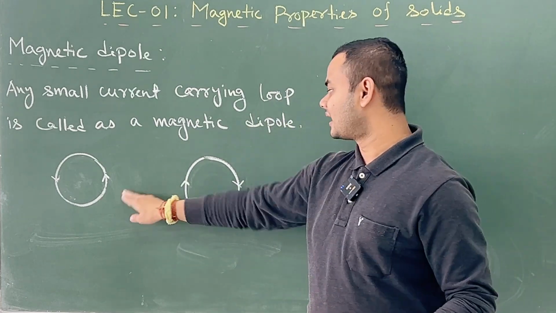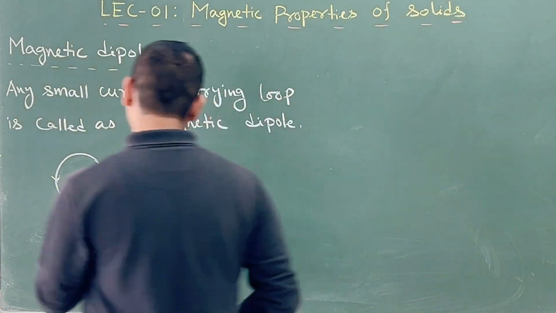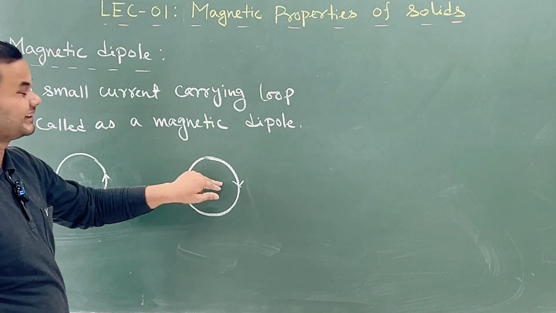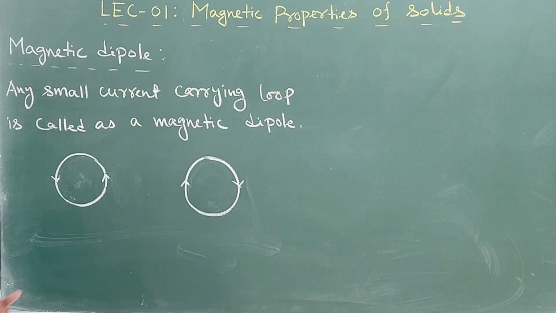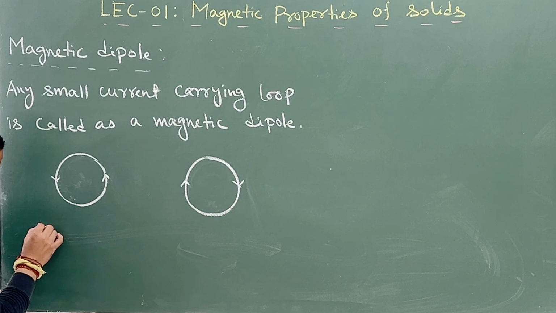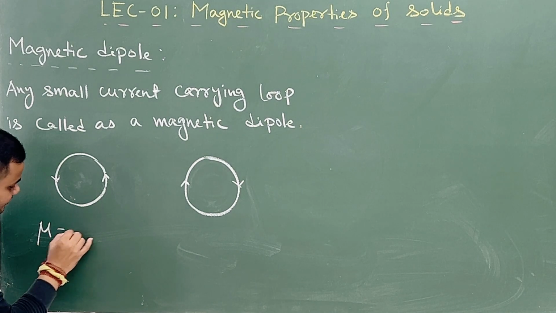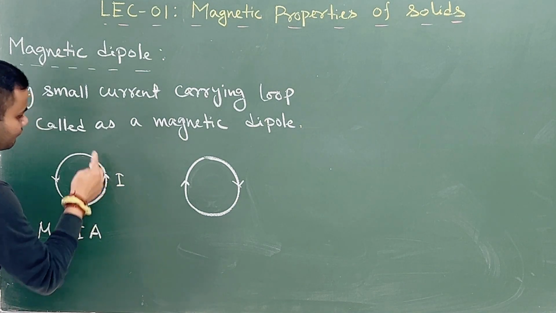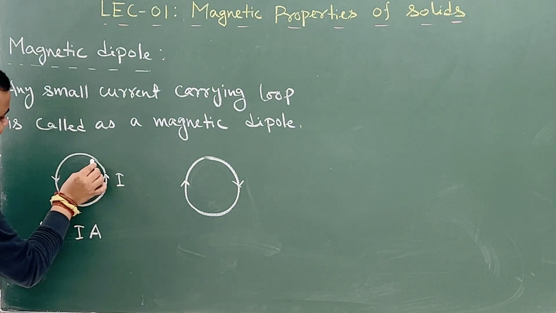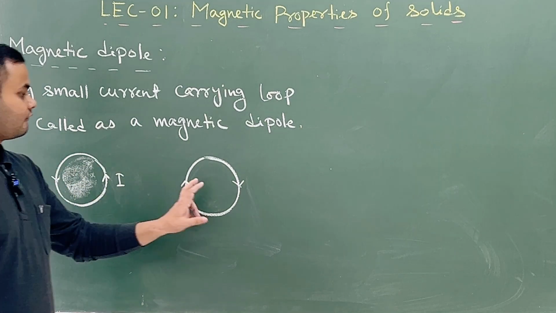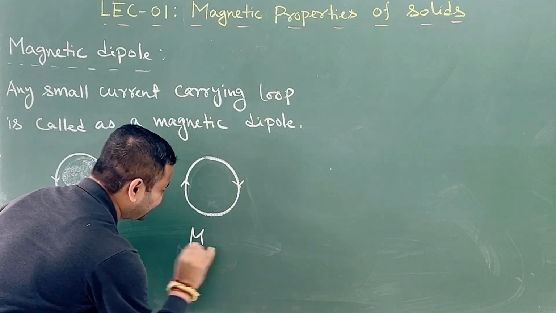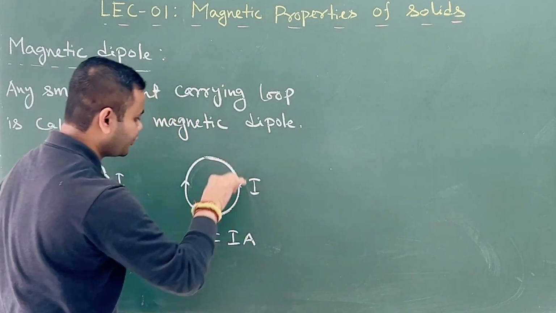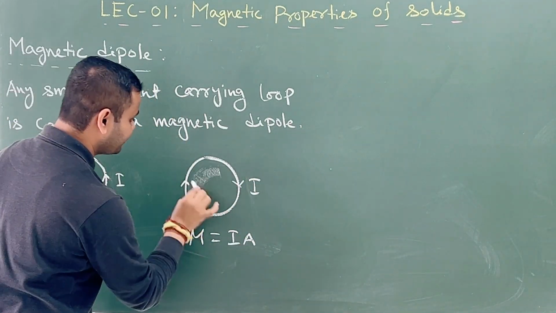For example, these are two magnetic dipoles. In first case, the current is flowing in anti-clockwise direction, and in second case the current is flowing in clockwise direction. The value of magnetic dipole moment can be obtained by using this relation. Mu is equal to I into A, where I is the amount of current flowing through this loop and A is the area of this loop. Similarly, for this case also, the value of magnetic dipole moment will be I into A. I is the amount of current flowing through this loop and A is the area of this loop.